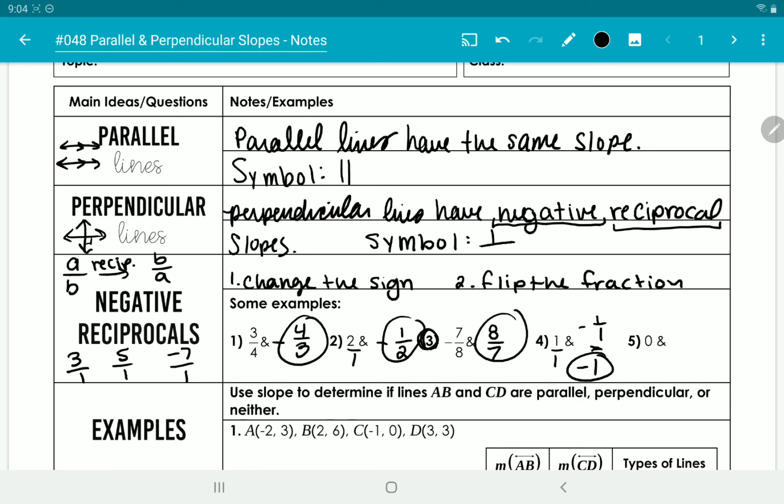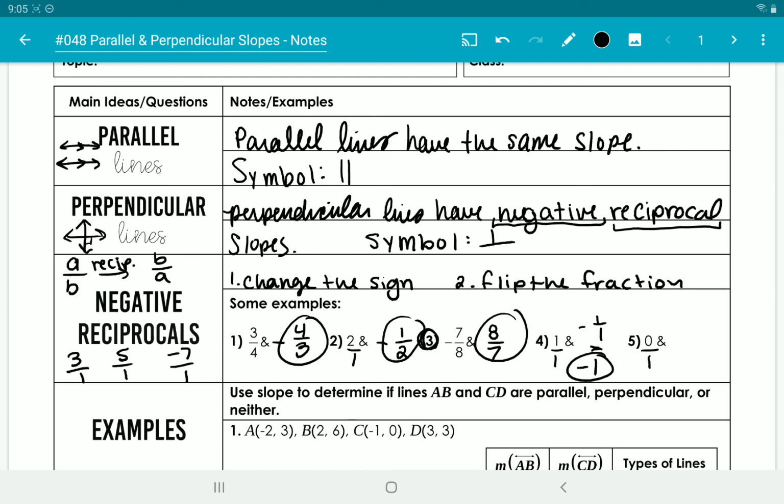And then the very last one, I want you to go ahead and pause the video and try this one on your own. So we have 0, and again, I will show you that you just have to put it over 1 in order to make the fraction. Change the sign and flip it. Go ahead and pause the video now and see what you get. Think about what that means.